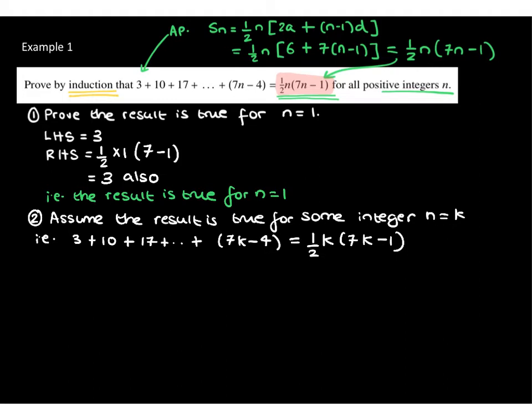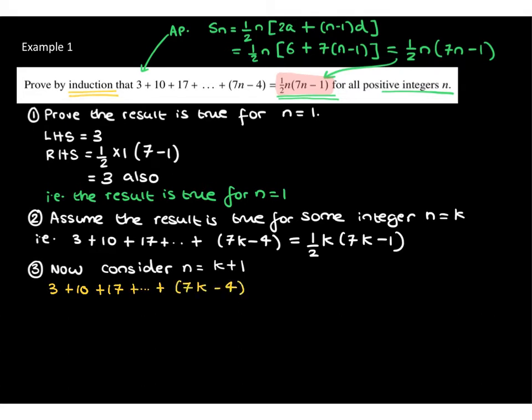So we're assuming this result here is true. Now, based on this assumption, which we're allowed to take as true, we're now going to consider the next case where n equals k plus 1. So look at the left-hand side. That means we are taking 3 plus 10 plus 17 plus all the way up to term k, which is this, and we're adding on term k plus 1. So here, I replace n with k plus 1 on the left-hand side. So I want 7(k plus 1) minus 4. And that is the k plus 1th term.